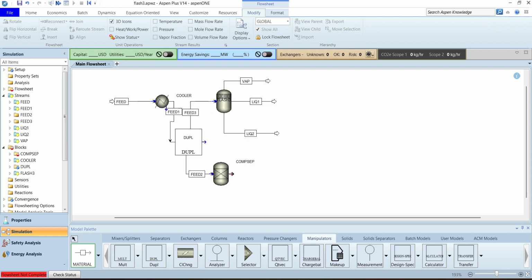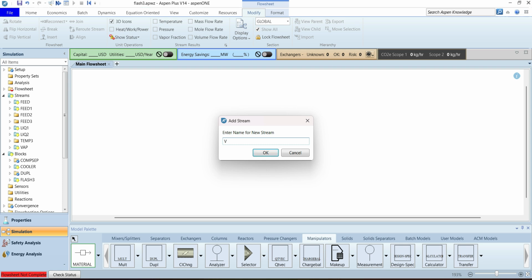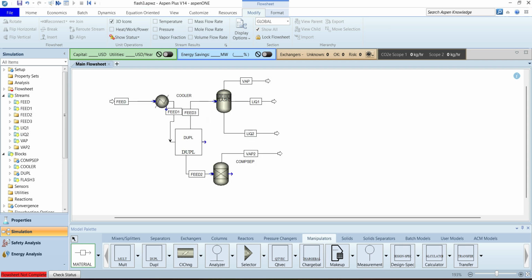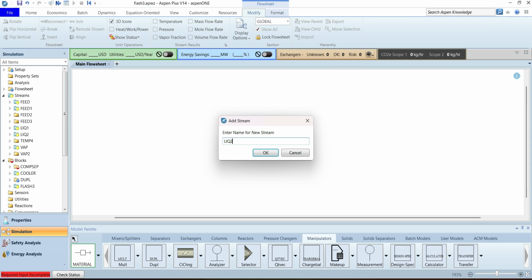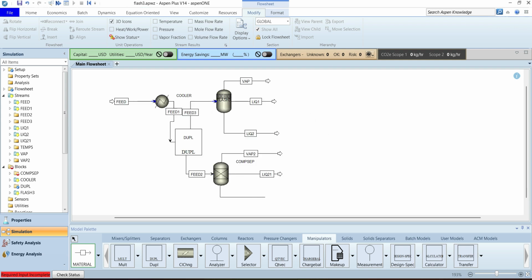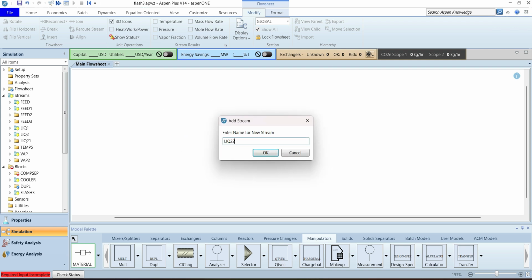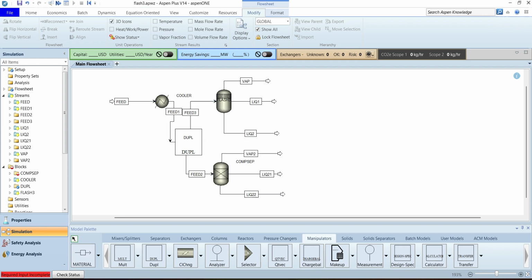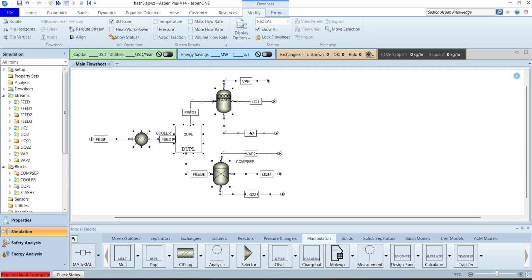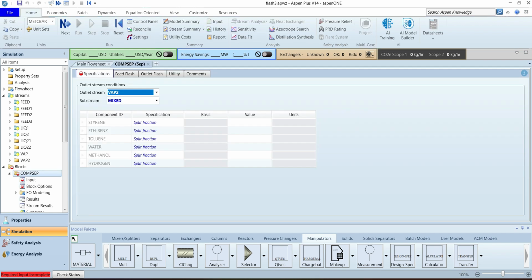From the component separator we can have as many product streams as we want. The minimum required is 2. Let's take the same vapor 2, liquid 2 1 and liquid 2 2. We can align these blocks and streams. Let's select all the streams, Control B, Control J. So let's define the specifications of the component separator block.